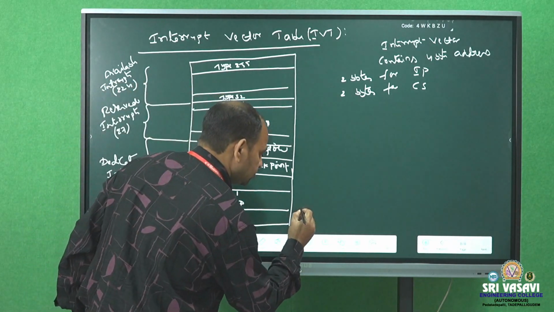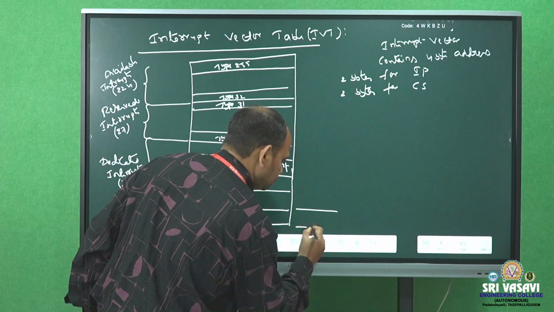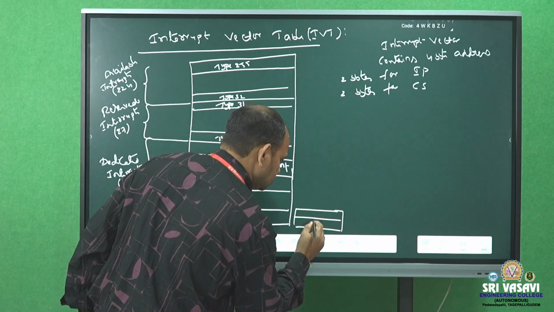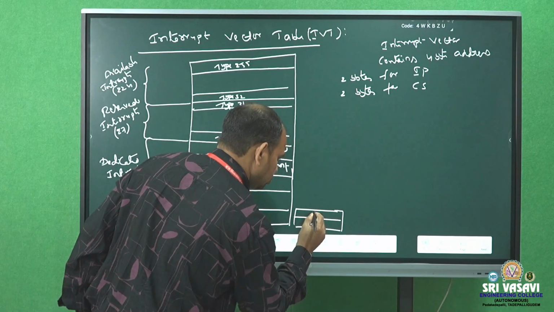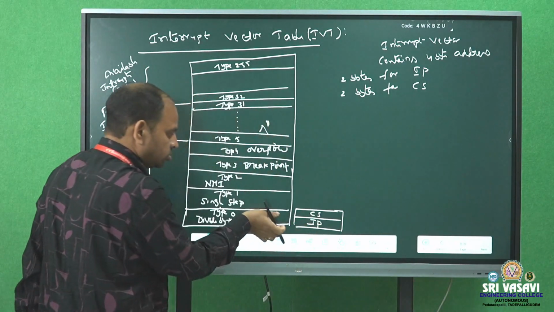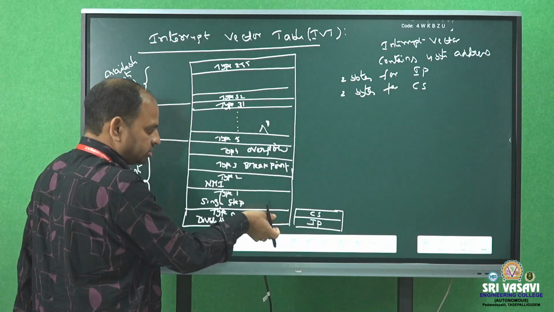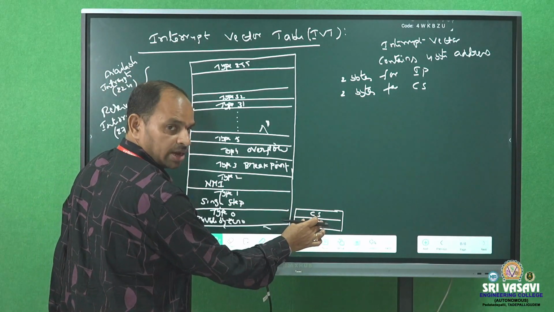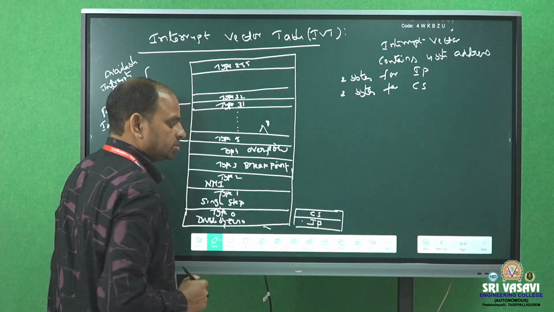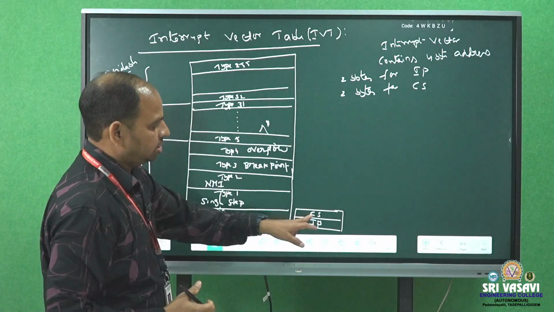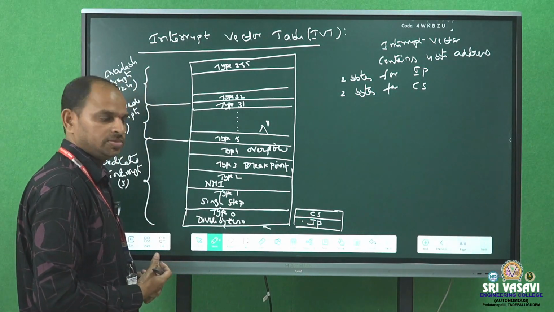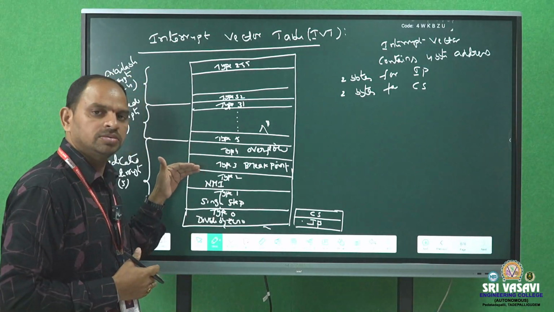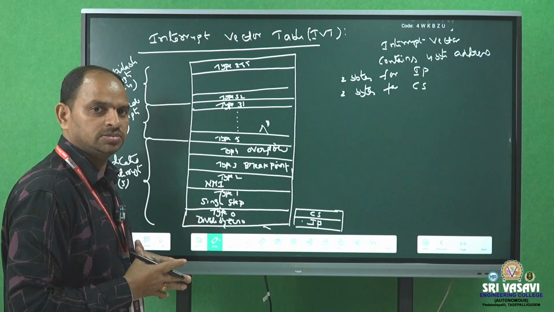So in the 4 bytes, first it will store the IP address, then it will store the CS address. In the first two locations of type 0, assume type 0, it will store the IP address of the ISR, and in the next two locations it will store the CS address. Okay, now how does the microprocessor know in what location the corresponding ISR address is present?